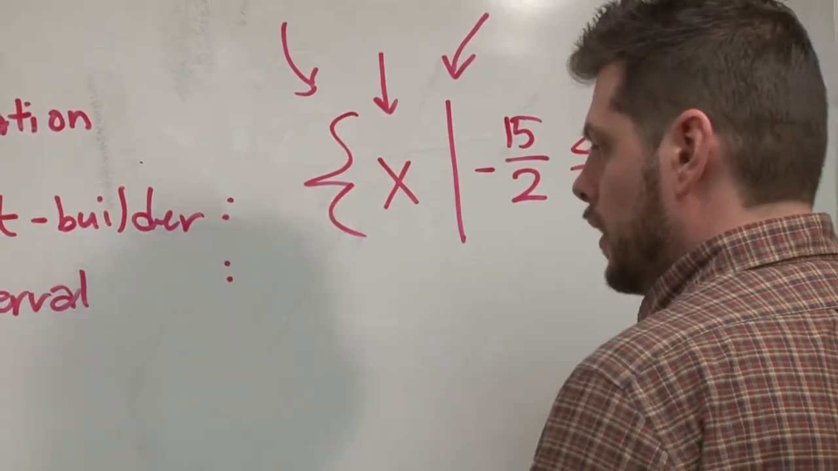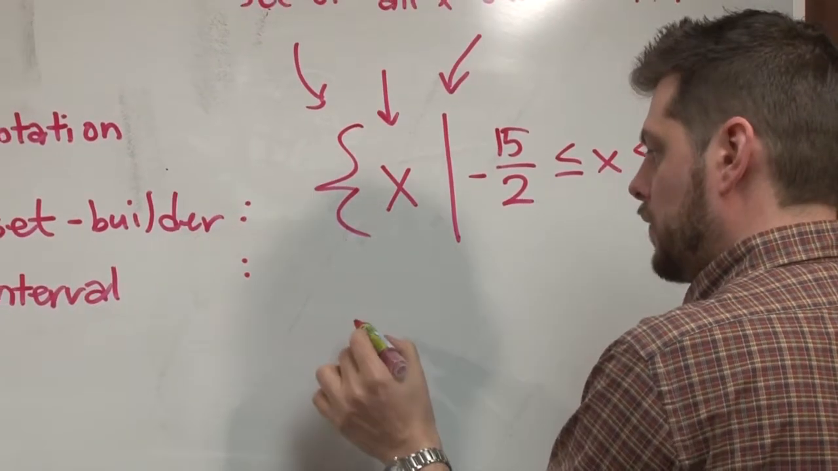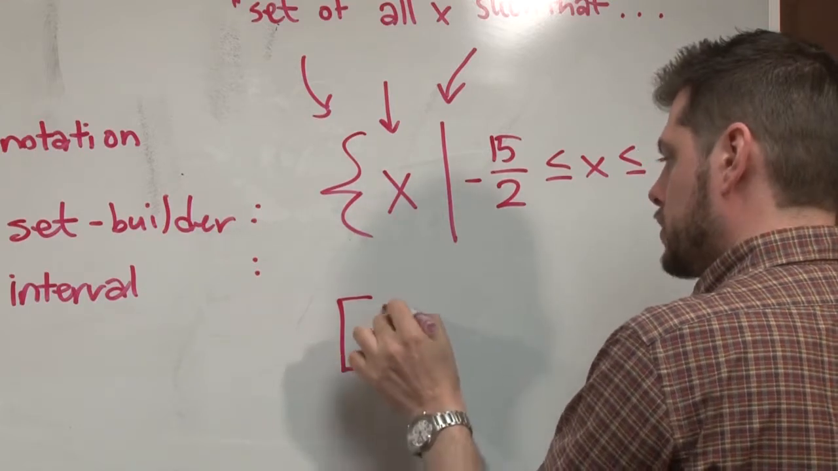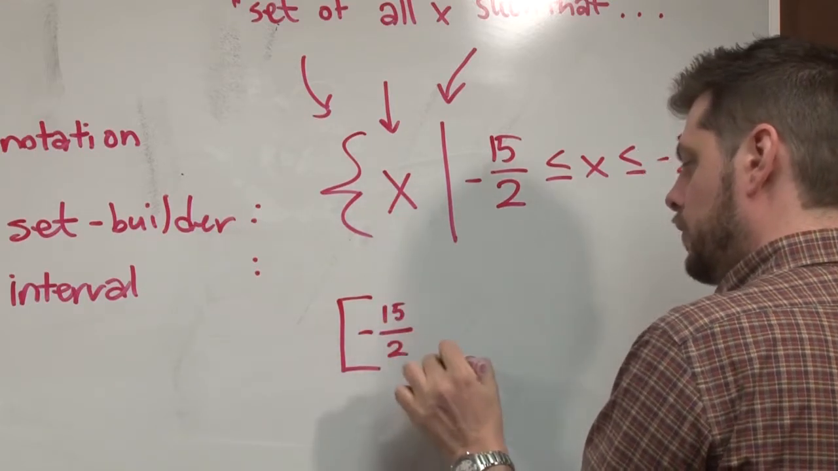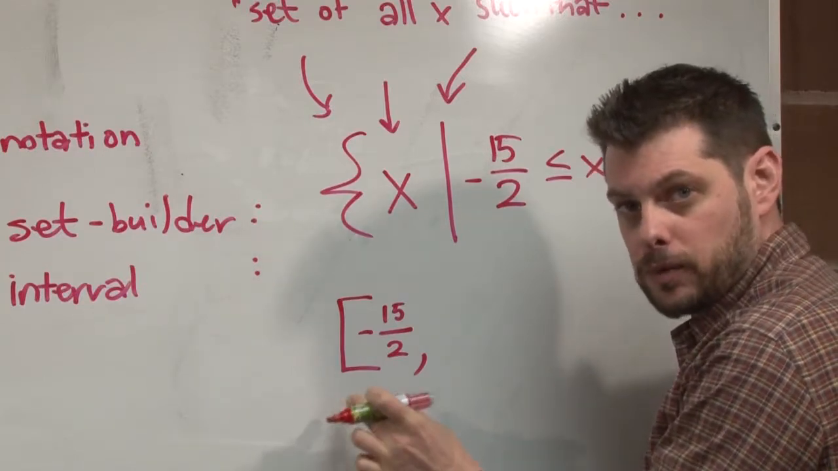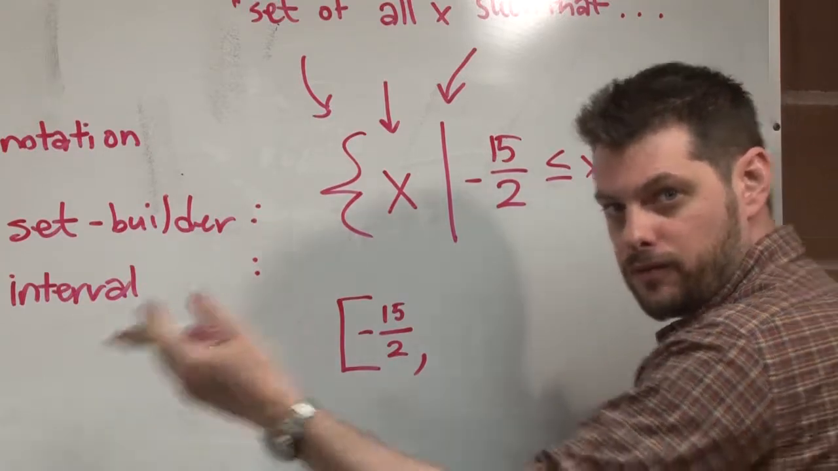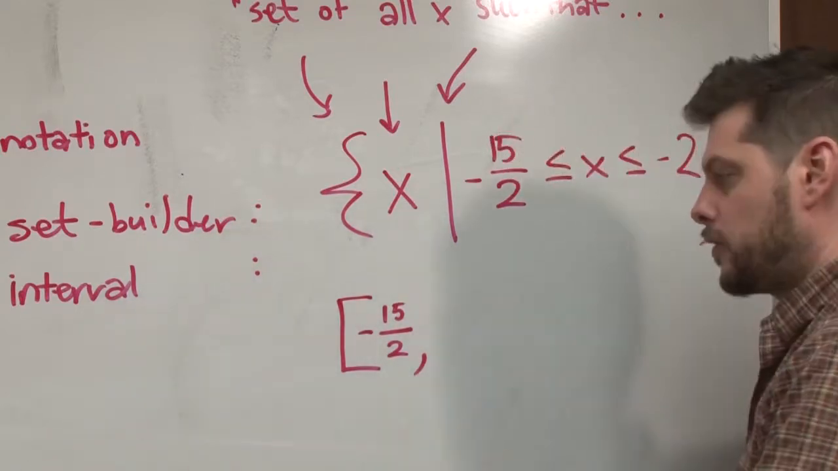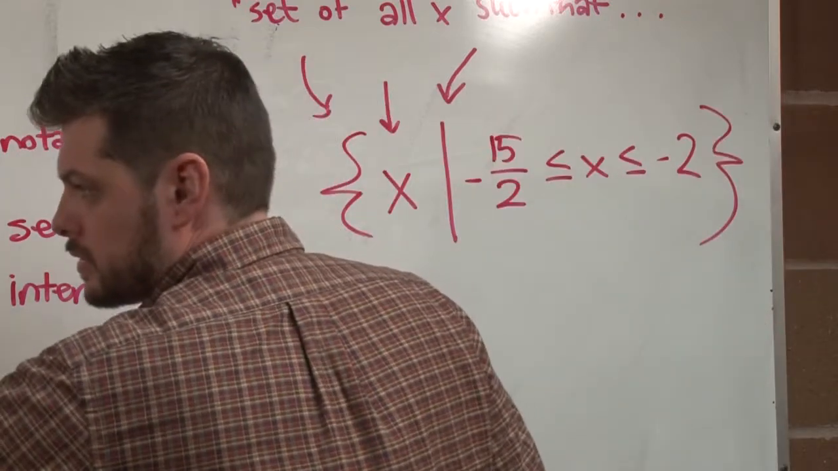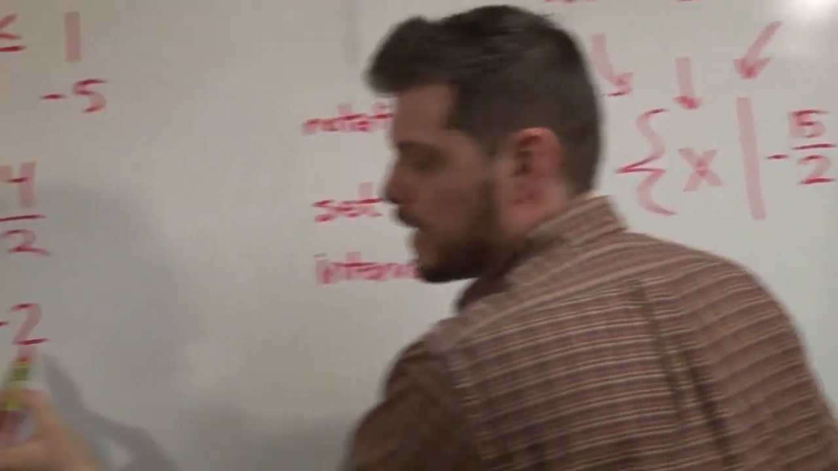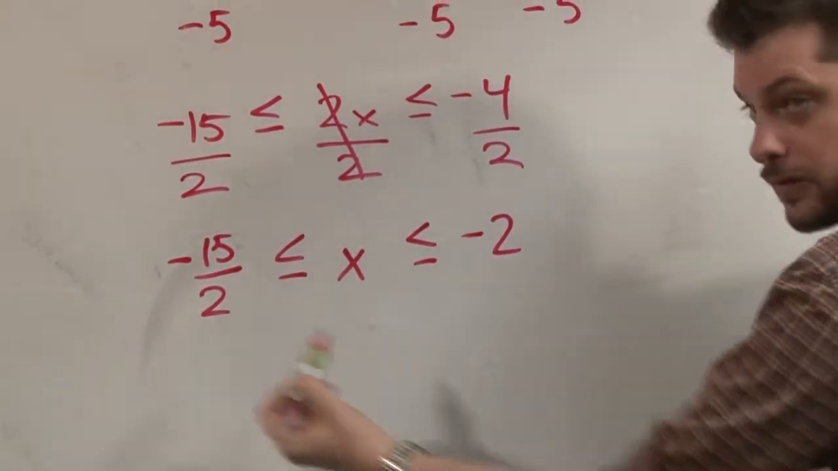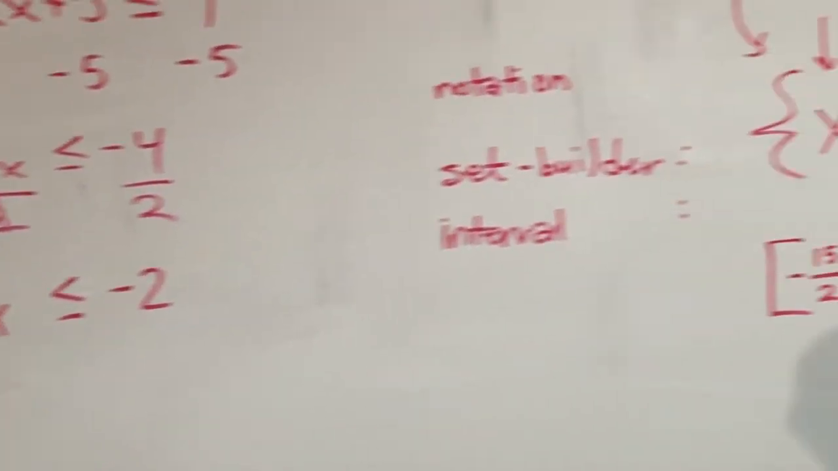For this answer, I have just the bracketed interval where it starts from negative 15. When you're building interval notation, you always start with the lowest number. You move from lowest to highest number. It's interval from this number to this other number. And we go from low to high. So again, this is set up correctly because negative 2 is negative 4 over 2, which is still bigger than negative 15 over 2. So we're in the right direction.